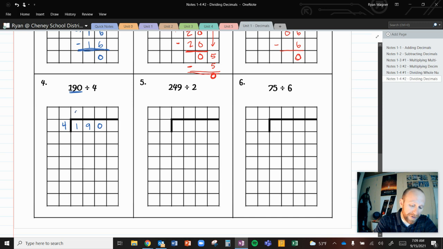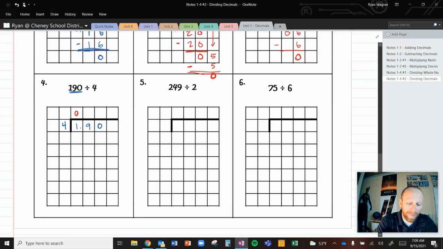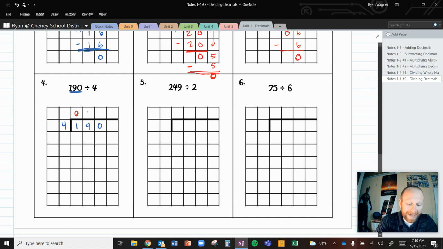Well, we can't do that. Whoops, let me change my color here. We can't do 4 into 1 because 4 is bigger than 1. So we're going to bump over to our next number. How many times can 4 go into 19? Well, 4, 8, 12, 16, 20. So we have to go back 1. 4 goes into 19 4 times. Remember, we can't go over. So 4 times 4 is 16. We're going to subtract them, and we get 3.